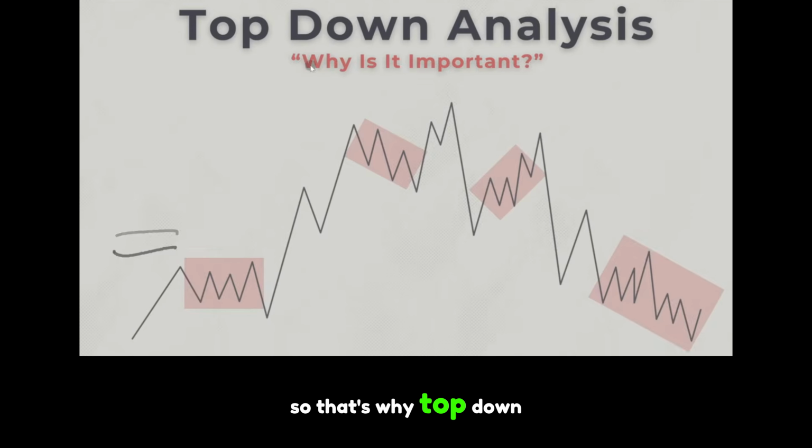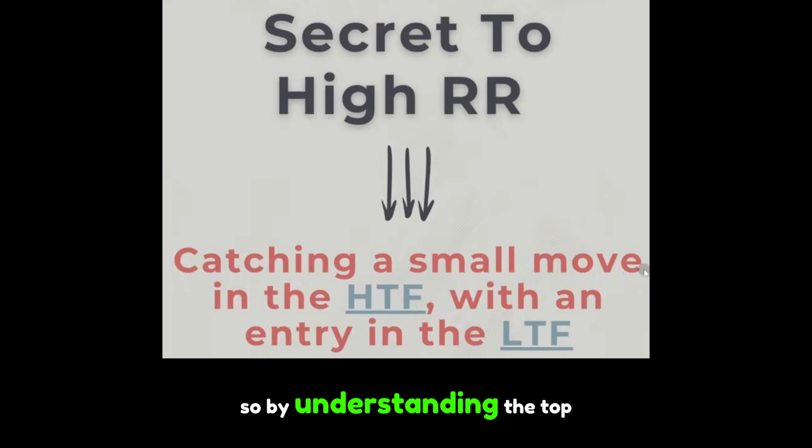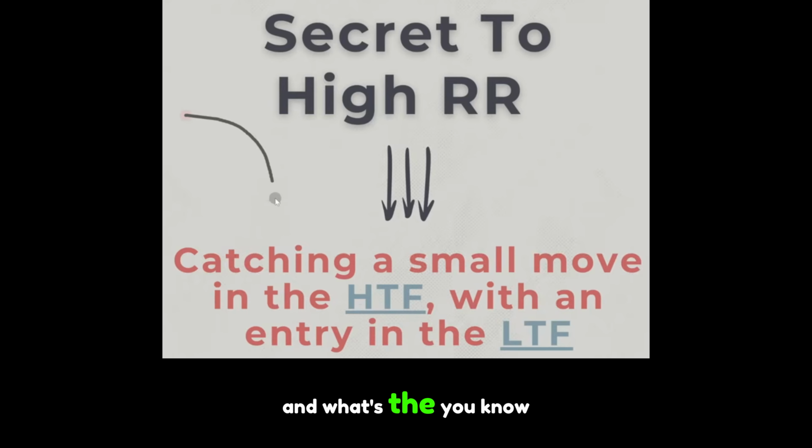So that's why top-down analysis is very important, because otherwise, if you don't use it, you're going to be trapped in a consolidation and ranging market. Price will only expand when it's reaching higher time frame POIs. But by understanding top-down analysis, now we understand the secret to high reward risk. A lot of people ask, and a lot of people see people getting high reward risk trades. What's the catch here? It's nothing but performing top-down analysis. And in detail, it's catching a small move in the higher time frame with an entry in the lower time frame.